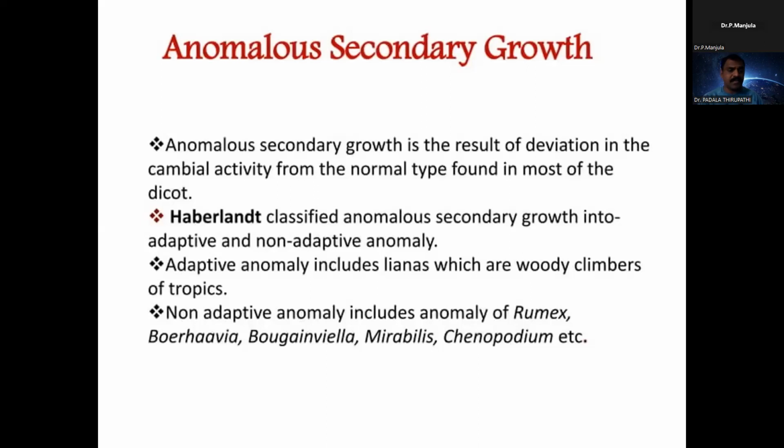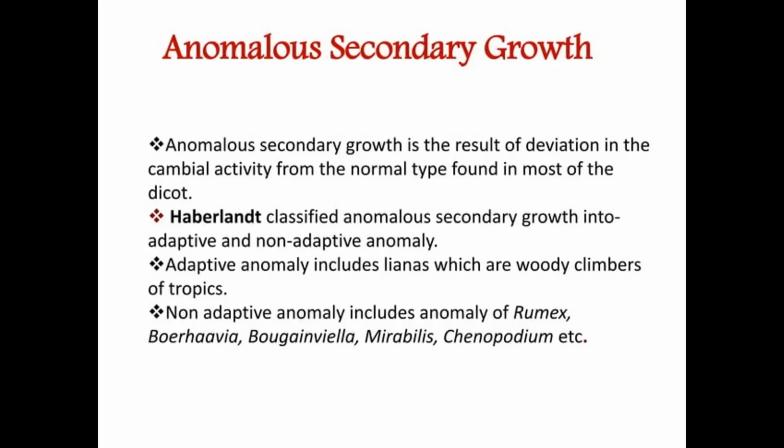So today's topic is anomalous secondary growth. Generally, secondary growth mainly helps in increasing the width or girth of the stem in the plant. It takes place after completion of the primary growth, and the secondary growth takes place through the vascular cambium.